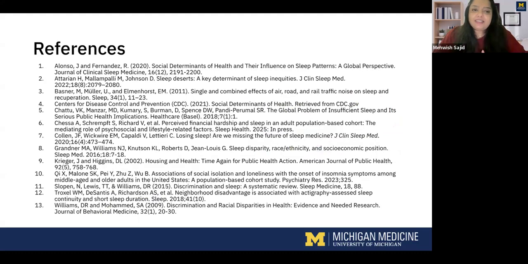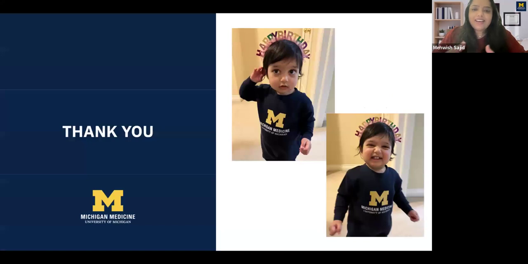So, references for this talk. And then I wanted to end with pictures of Aya. She is 1.5 years old. This is her last night practicing how to say cheese. And it was not her birthday, but it was a good time to walk around with a birthday headband.